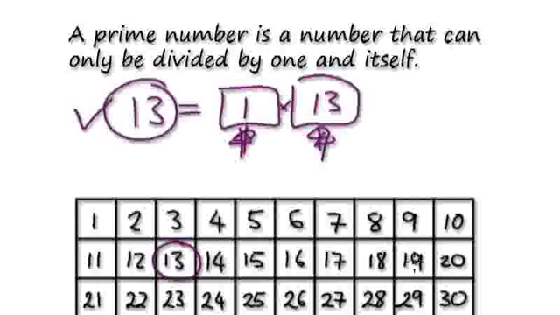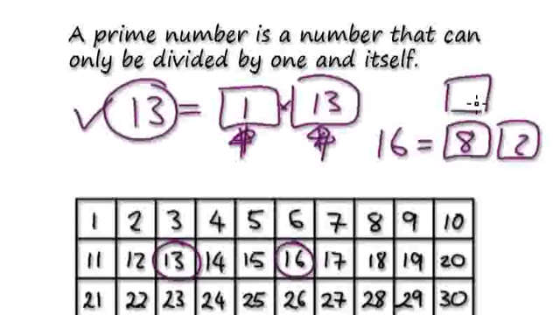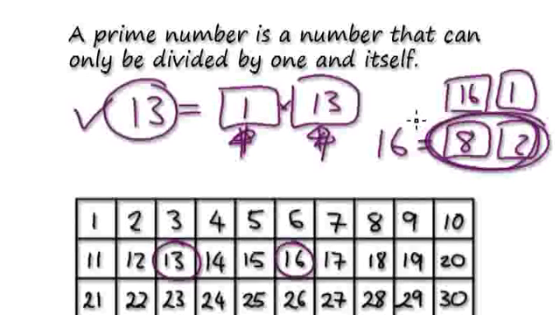Okay. If you look at, let's say, 16 here. Well, 16, you can break it up as an 8 and a 2. Yes, you could do 16 and 1, but because we found another example other than 1 and itself, therefore this is not a prime.